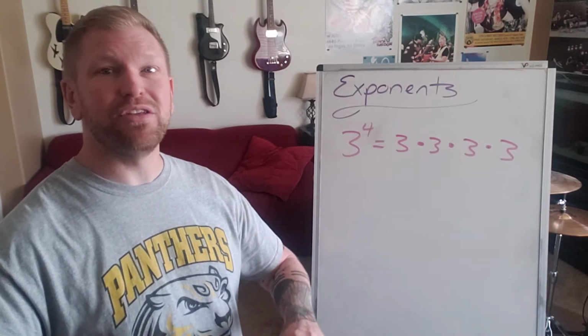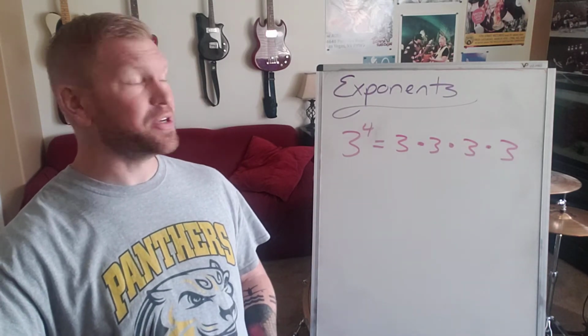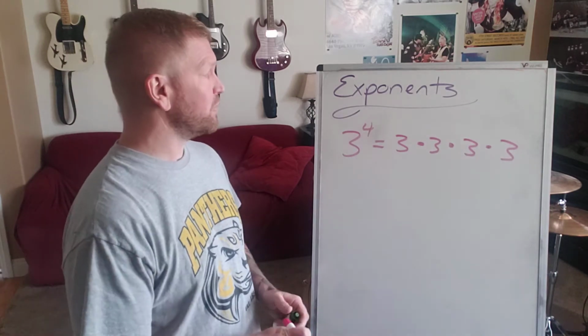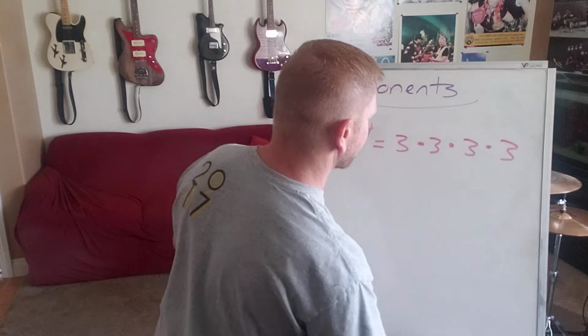Now 3 times 3 times 3 times 3 is not 12. It's not 3 times 4. It's not 3 plus 3 plus 3 plus 3. It's going to be way bigger than 12. So there's a couple ways you can solve this. One way is you can go straight across, like this.